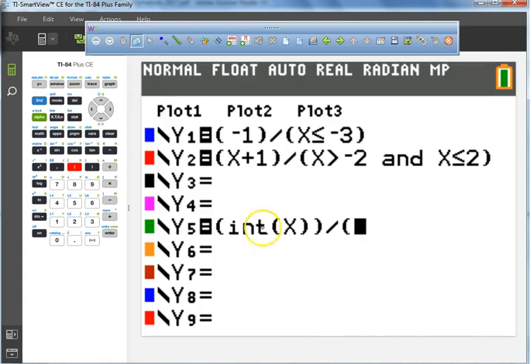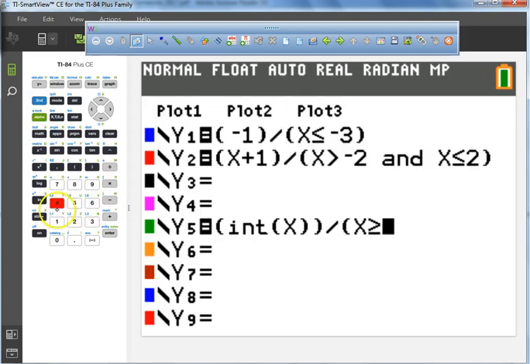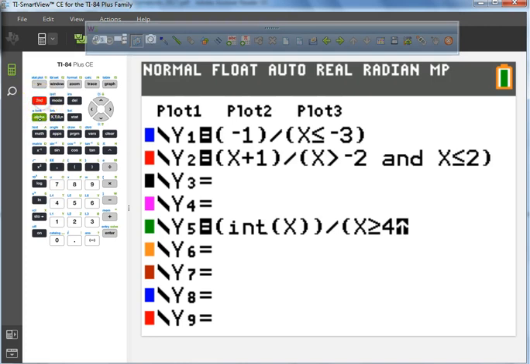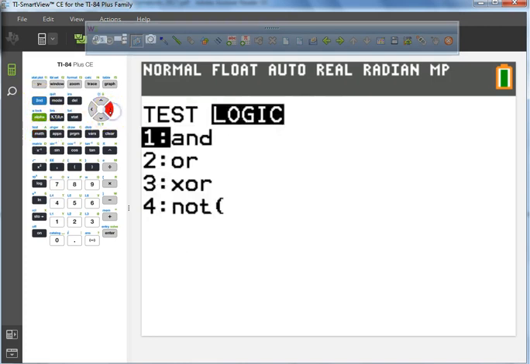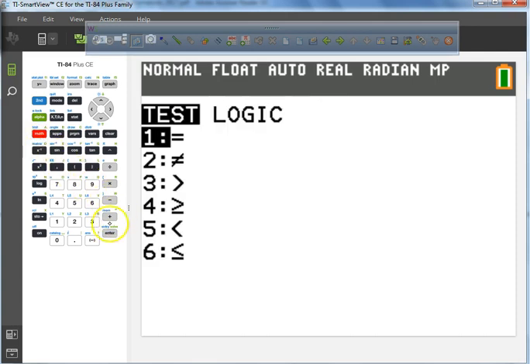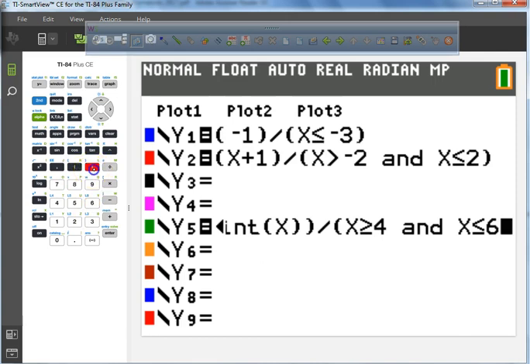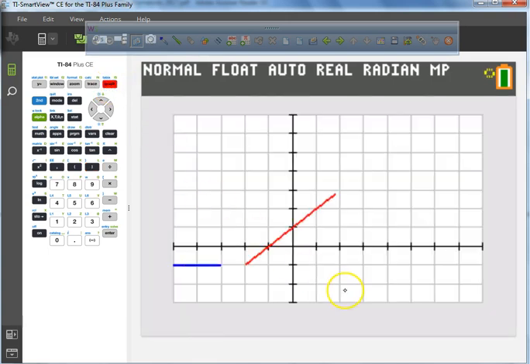So I'll be quiet and I'll just do it. You can follow the keystrokes. Is greater than or equal to 4 and x is less than or equal to 6. And you hit graph.